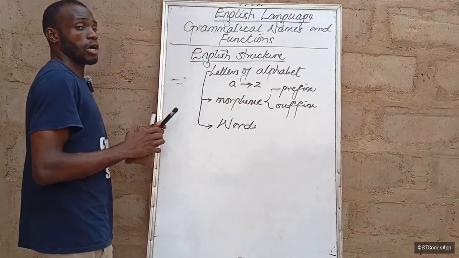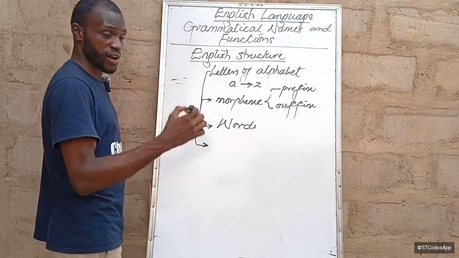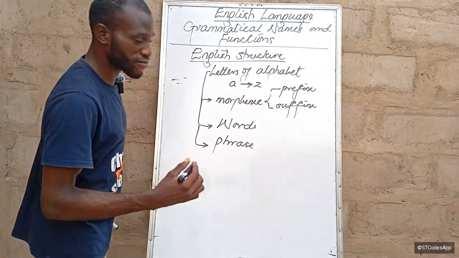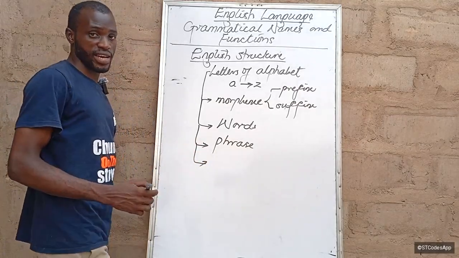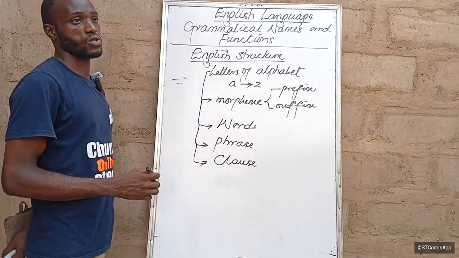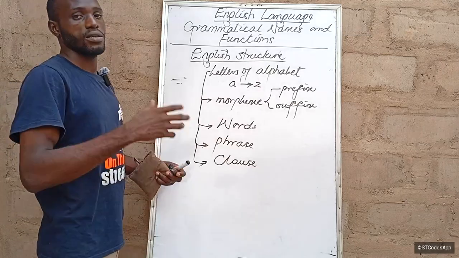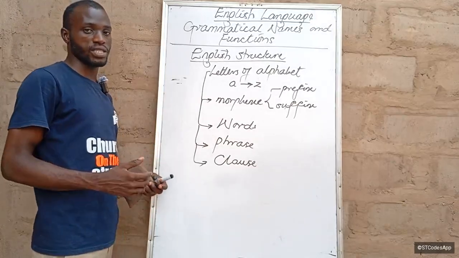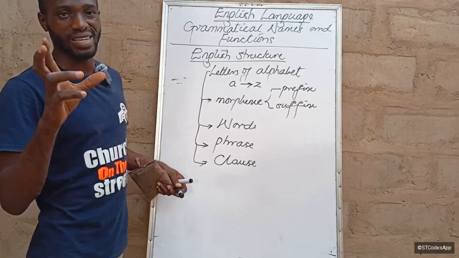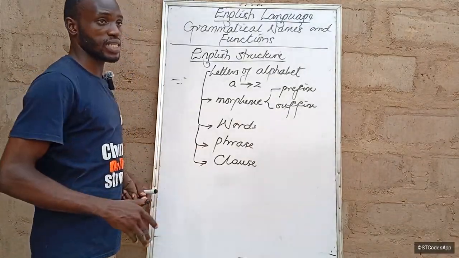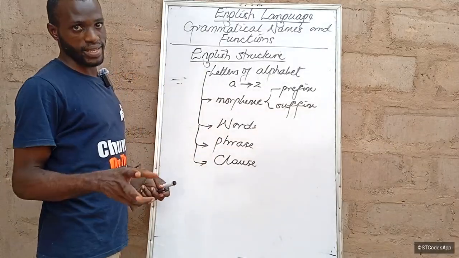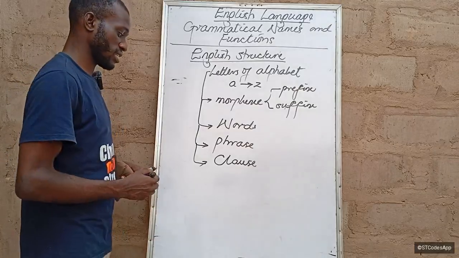Now, when you combine words together without a finite verb, you make a phrase. Then when you combine phrases with a finite verb, you make a clause. There are two types of clause: the main clause and the subordinate clause. The main clause is a simple sentence. The entire structure makes sense and it can stand on its own. But a subordinate clause is one that cannot stand on its own, even though there is a verb in it. It makes sense, but it cannot really stand on its own as a statement.